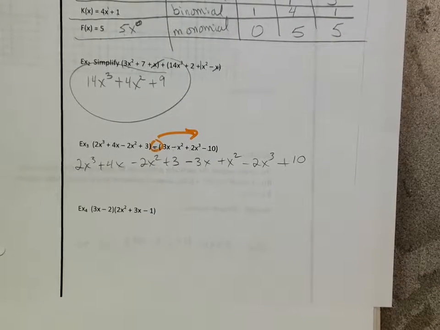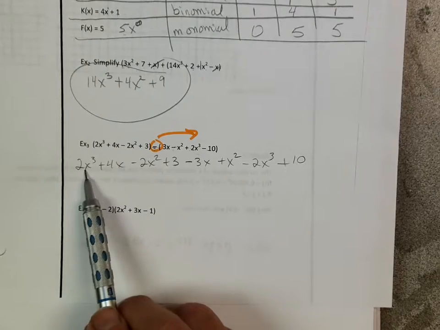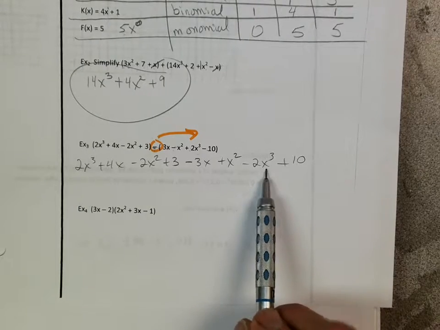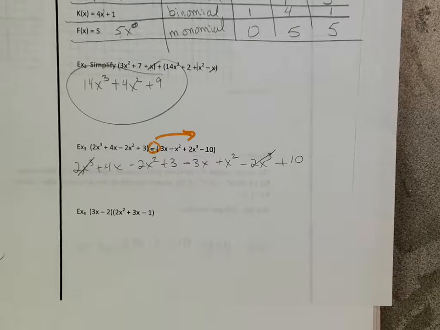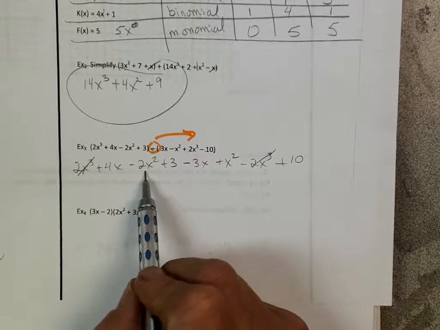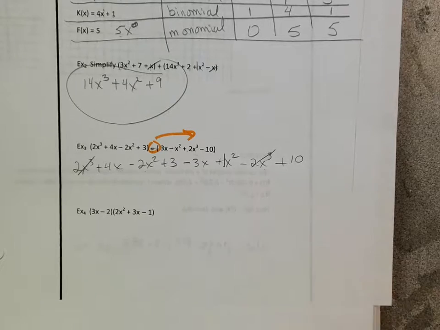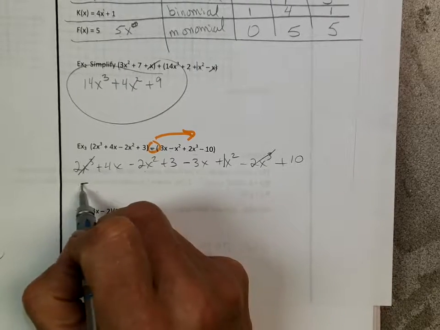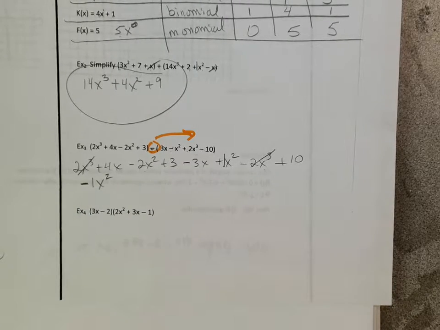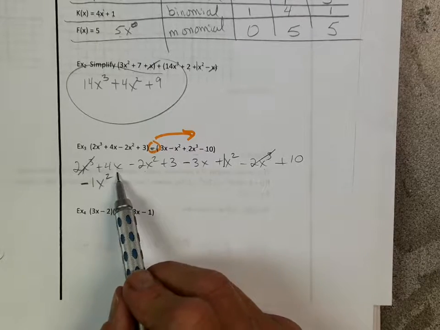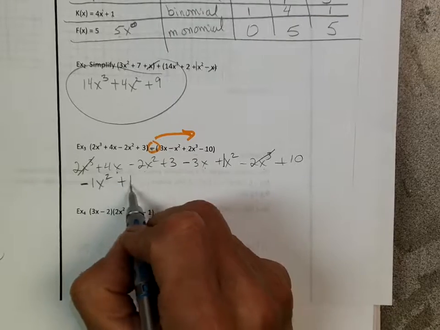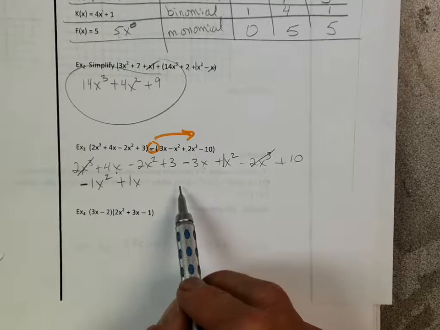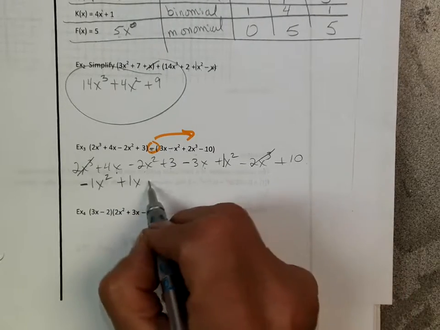Okay, now I'm going to add. So here's a 2x cubed. Here's another cube. This 2x cubed minus 2x cubed just cancels those, right? Squareds. Okay, I've got a negative 2x squared and a positive 1x squared. Makes a negative 1x squared. 4x and a minus 3x makes a positive 1x. And finally, a 3 plus 10 makes a 13.